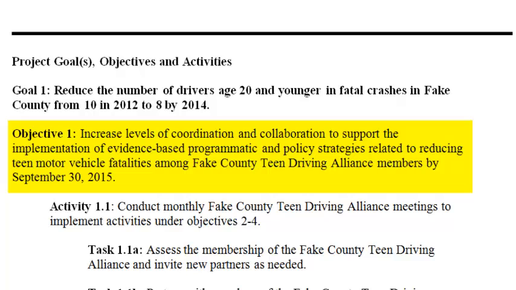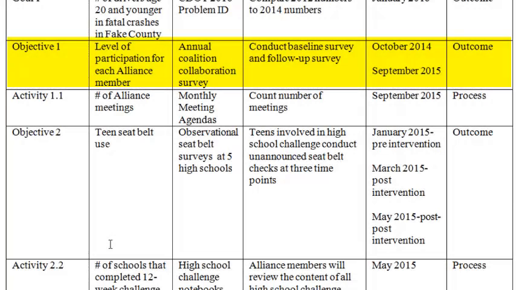Objective 1, as you remember, is increase levels of coordination and collaboration to support the implementation of evidence-based programmatic and policy strategies related to reducing teen motor vehicle fatalities among Fake County Teen Driving Alliance members by September 30th, 2015. Here you see for Objective 1, we are going to measure the level of participation for each Alliance member, and we are going to get that from an annual coalition collaboration survey. We're going to do a baseline survey and a follow-up survey, and so the baseline survey will be in October 2014 and the follow-up survey in September 2015. This is also outcome data.